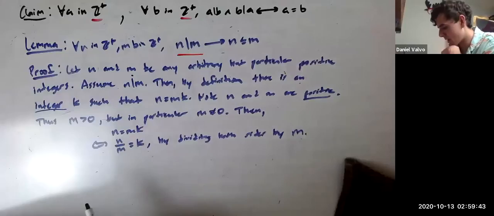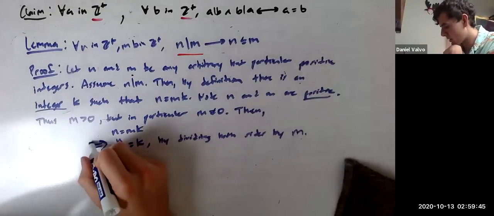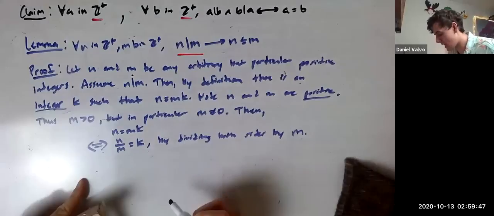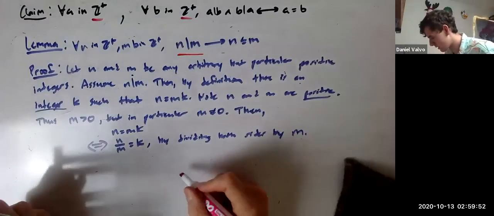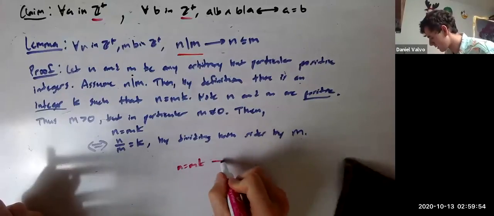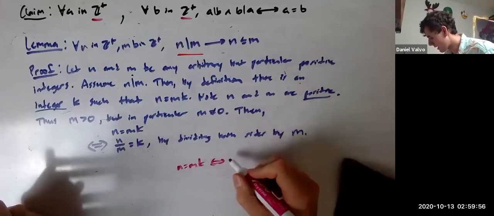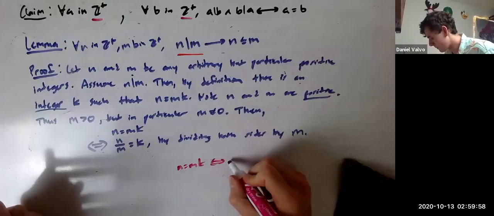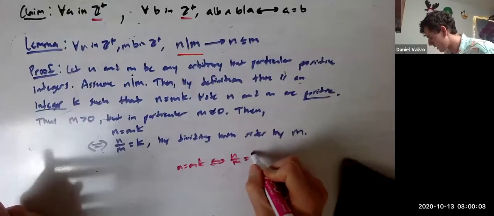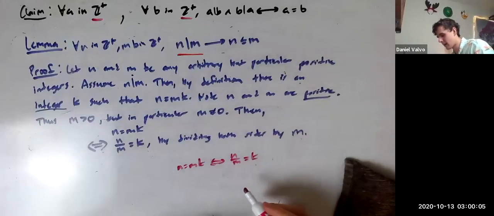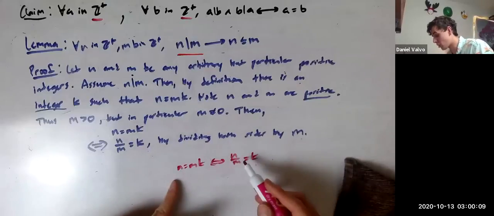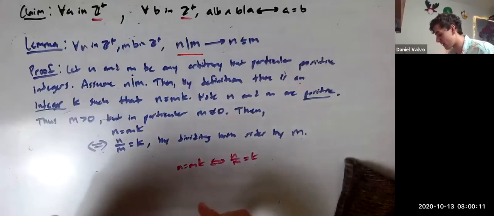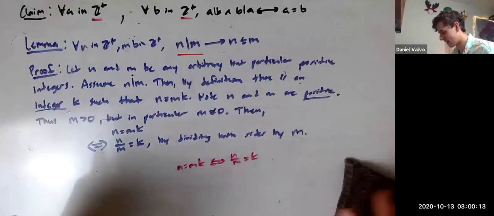And by the way, I am using this double implication arrow correctly. What I'm saying there is that n equals mk if and only if n over m equals k, which is true. For our particular n and m here, this is a true implication.